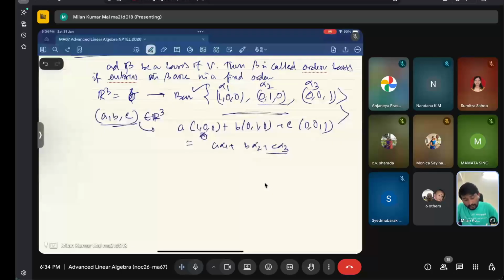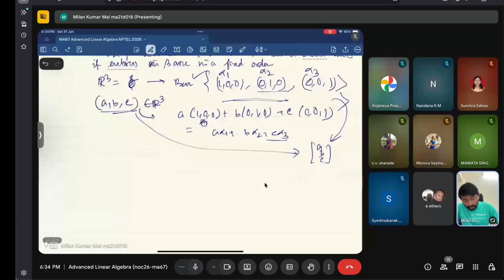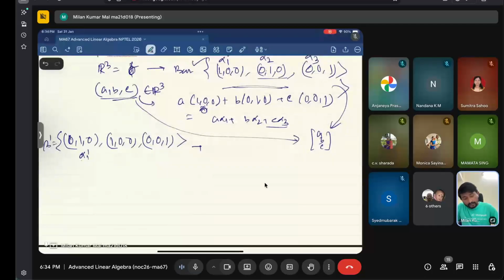But suppose I take another ordered basis, with the vectors in a different order. I'm changing it again; there is no harm in changing anything. This is another ordered basis. Let us give it the name beta dash. This is an ordered basis, with entries alpha 1 dash, alpha 2 dash, alpha 3 dash.